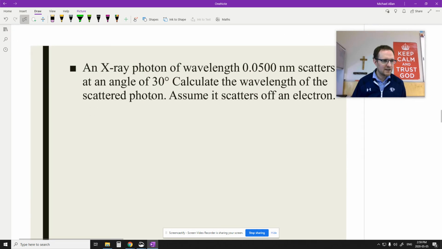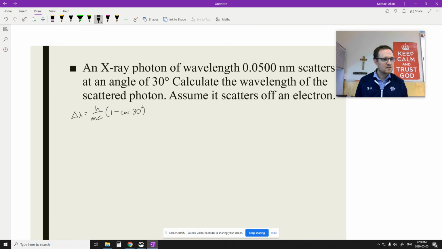Calculate the wavelength of a photon that scatters at an angle of 30 degrees. An X-ray, sorry. Calculate the wavelength after it scatters. Assume it scatters off an electron. Okay, so we're just going to use our delta formula here to find out what the change is going to be if it scatters at 30 degrees.